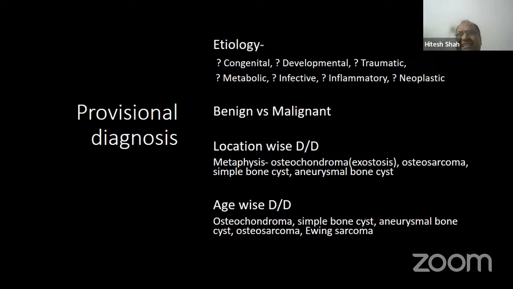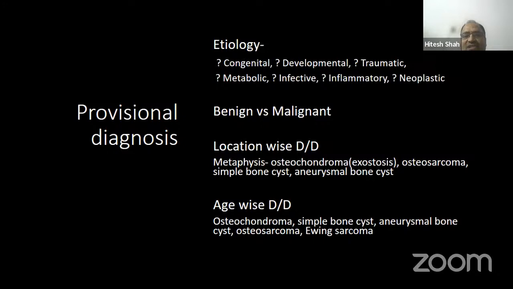As I said, when there is a short duration history, you can think about malignancy. Whenever it's a long history, it will be benign in nature. Regarding the location of the tumor, in the metaphysis there are certain tumors like osteochondroma, osteosarcoma, and simple bone cyst that are common. Some tumors like chondroblastoma are common in the epiphysis, while diaphyseal tumors like Ewing sarcoma are common in the diaphysis. Infection also can mimic a diaphyseal tumor.